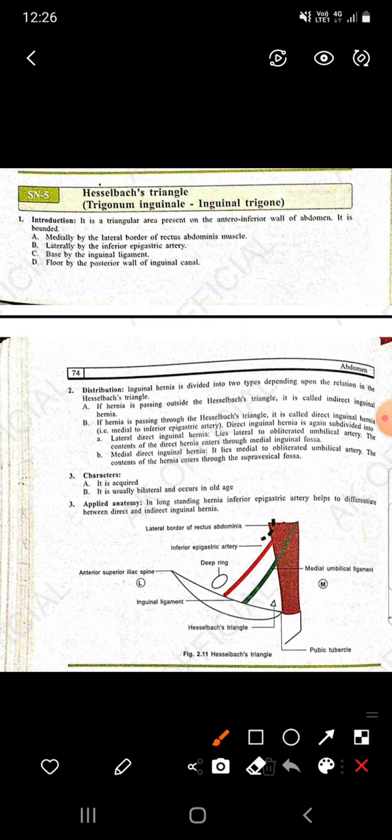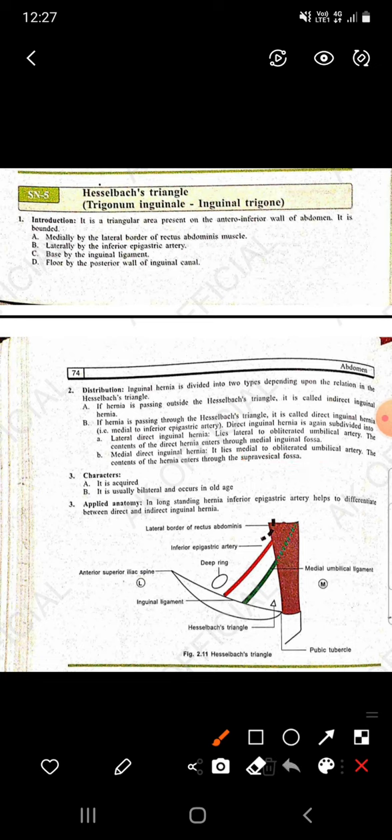The direct inguinal hernia is further divided into two types: lateral direct and medial direct inguinal hernia. Lateral direct inguinal hernia is lateral to the obliterated umbilical artery, and medial direct inguinal hernia is medial to the obliterated umbilical artery.